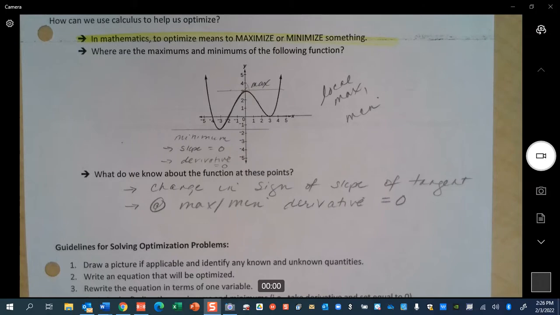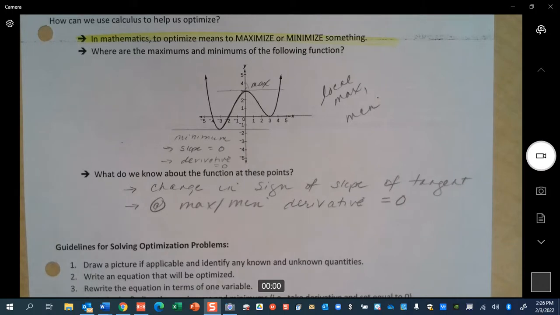We define a minimum as the lowest point with 2 points on either side. The maximum is the high point with 2 points on either side. So if you can picture that change in the slope of that tangent line, whenever that slope goes from being positive to negative or negative to positive, it crosses 0. So that's going to be where that happens.